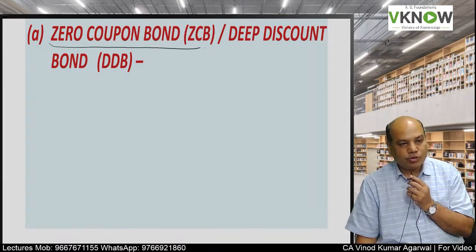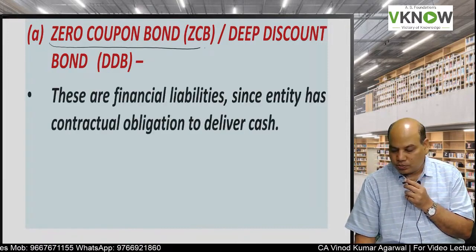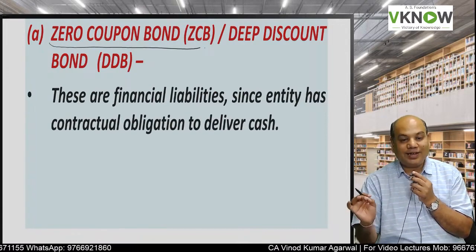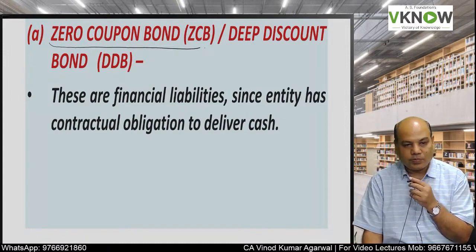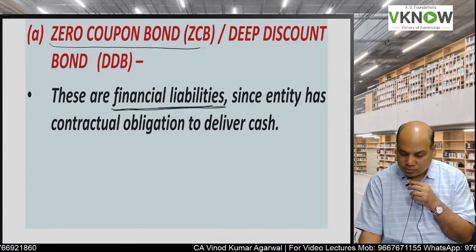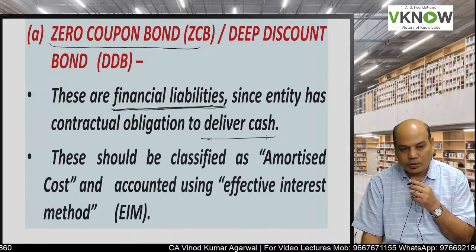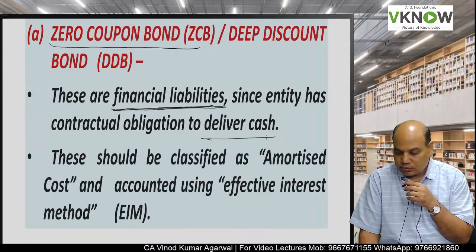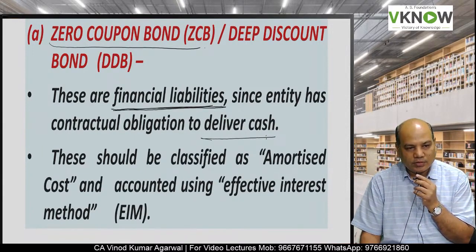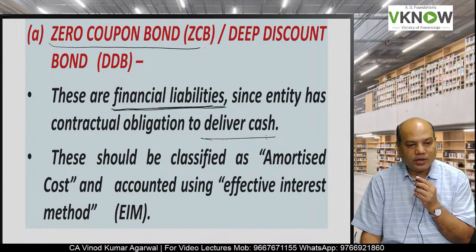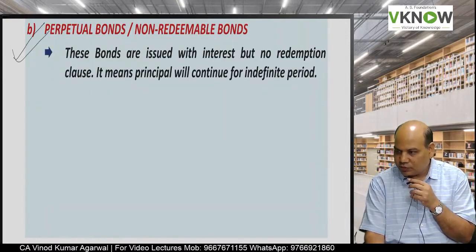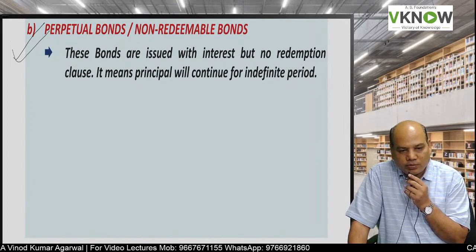Next is treatment of zero coupon bond or deep discount bond. These bonds do not pay interest amount, only the principal amount is paid on maturity. Still, they will be treated as financial liability because there is a contractual obligation to pay the principal amount. They would be treated as amortized cost instrument, and the company will follow effective interest rate for accounting of zero coupon bond.